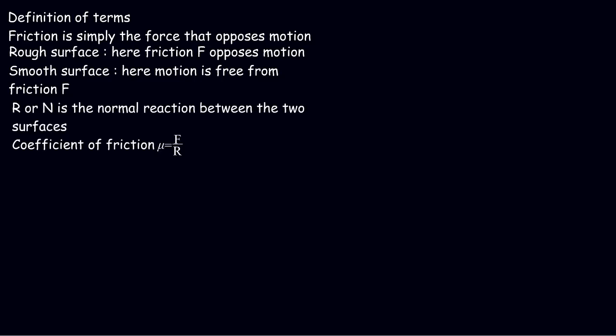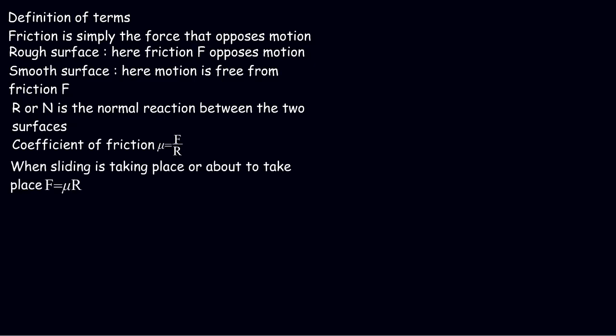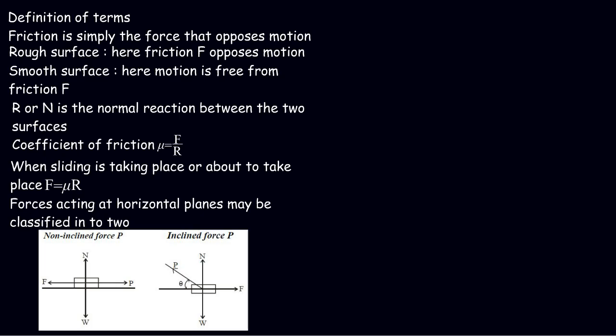Also, R or N is the normal reaction between two surfaces. Coefficient of friction mu is equal to F over the reaction. When slipping is about to take place, our frictional force is equal to mu times the reaction. Forces acting at horizontal planes may be classified into two: forces moving along the plane, and forces which are inclined at an angle to the plane.